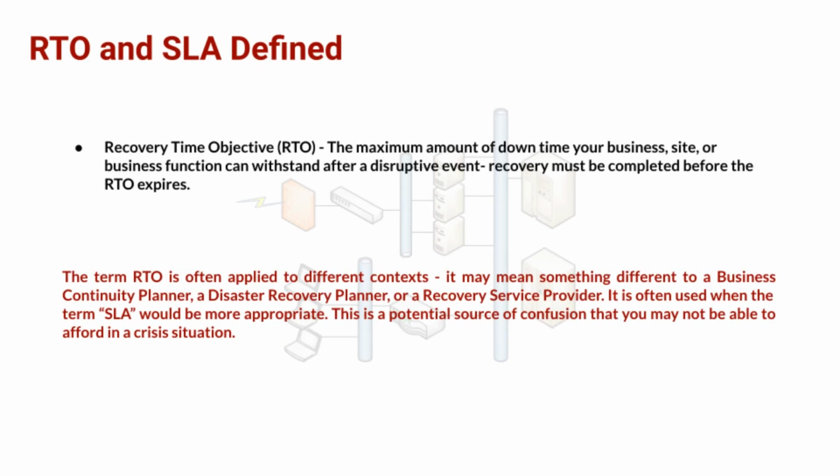Let's start by defining our terms. We can quickly review the definition of RTO, or Recovery Time Objective. This is the maximum amount of downtime that your business, site, or business function can withstand after a disruptive event. Recovery must be completed before the RTO expires. In other words, this is your amount of allowable downtime in the event of a disaster that defines how much time you have to get your business back online.